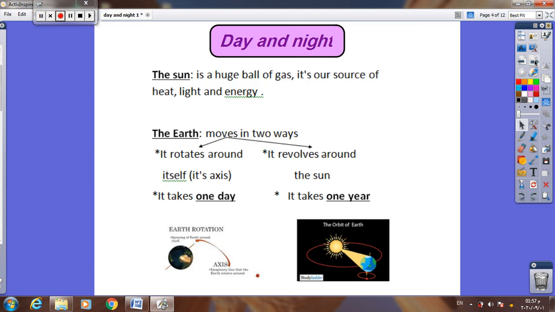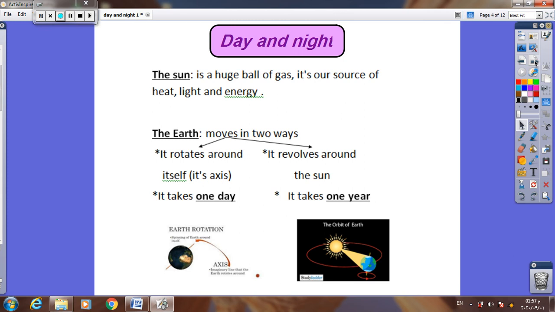Primary 2. The Sun is a huge ball of gas and it's a source of heat, light and energy. The Sun gives us heat, light and energy.